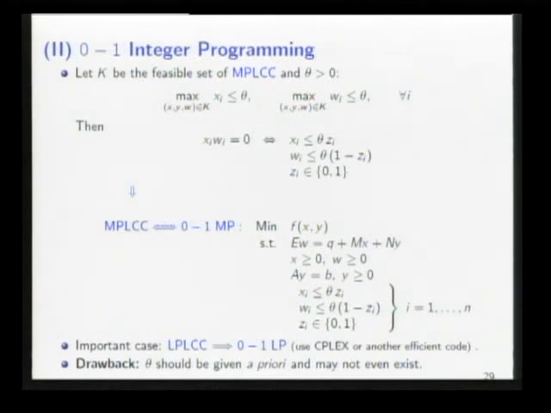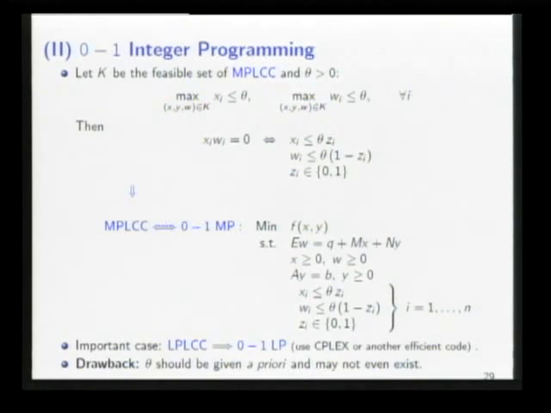What you do is consider this combination, but you have to introduce a big value here, and this is the drawback of the approach. So instead of solving this one, you solve the 0-1 integer program with a parameter theta, which should be fixed, because if it is not fixed, it will be a nonlinear constraint. You usually fix it at 1,000, whatever, and you try to solve. The problem is that theta should be given a priori and may not even exist, and even when it exists, it's very difficult to tune. Usually it works very well with 1,000.